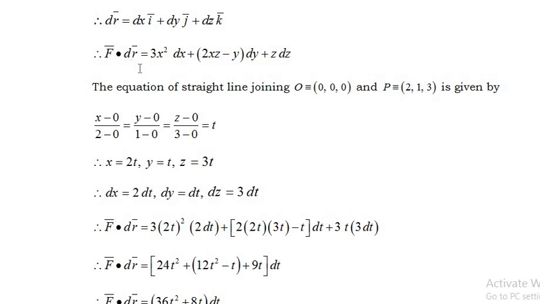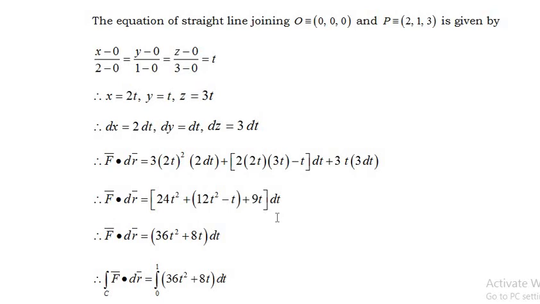Therefore, f bar dot dr bar equal to, so in this, let us express everything in terms of t: 3x square dx, 3 (2t) whole square into 2 dt, plus (2xz minus y) times dy, (2 into 2t into 3t minus t) whole multiplied with dt, plus z dz, plus 3t into 3 dt.